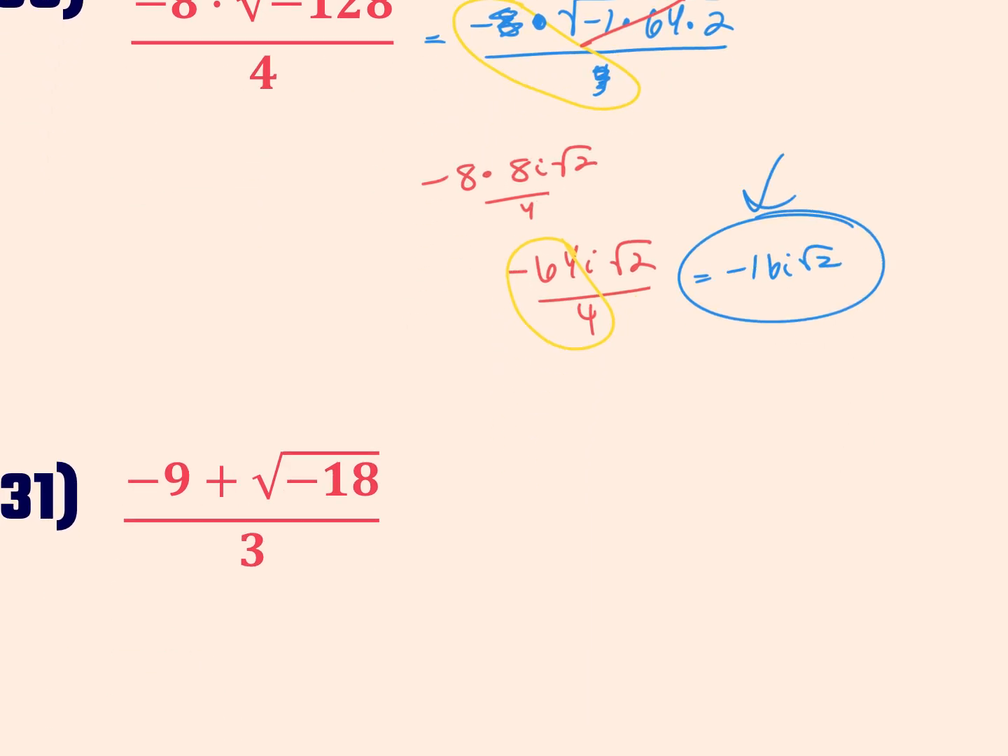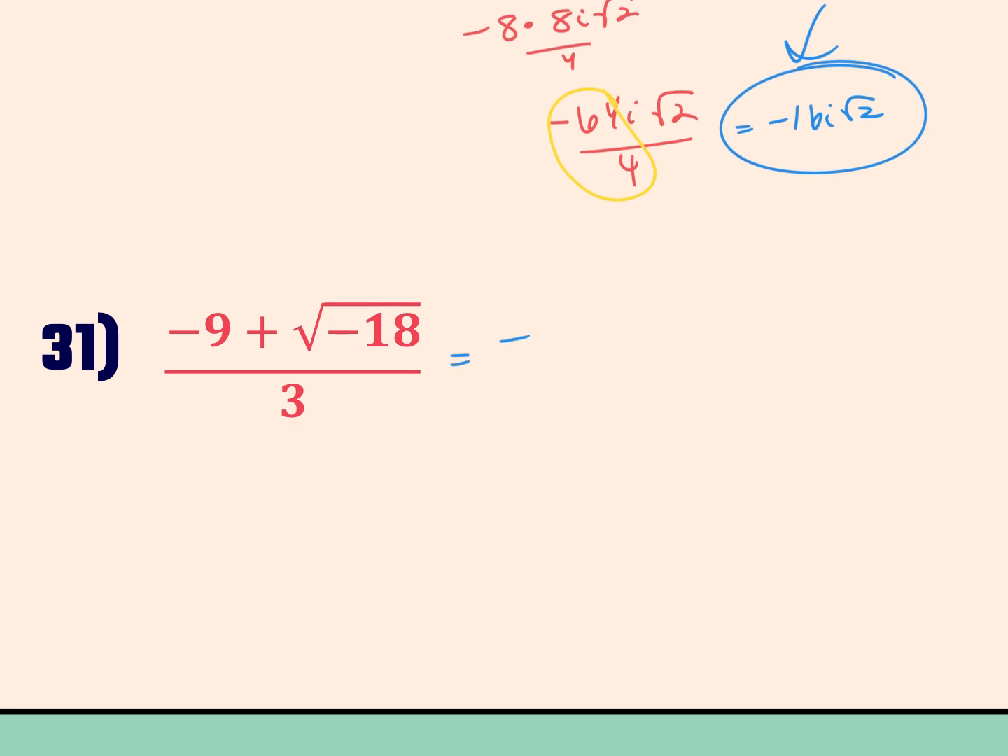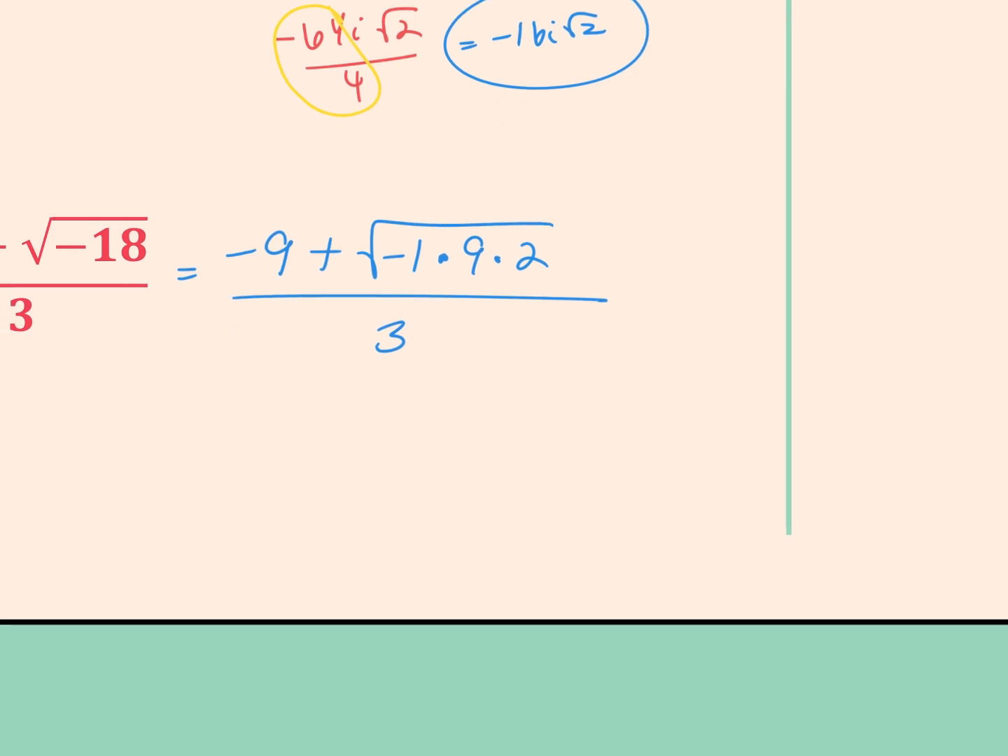So here, 31's a little different. I have -9 plus, break up 18. -1 times what? 9 and 2, good. Over 3. So let's keep simplifying. I have -9 plus, what's the square root of -1? i. What's the square root of 9? 3. Why did I write that? Hold on. So what did I pull out? 3i, root 2 stays underneath, over 3.